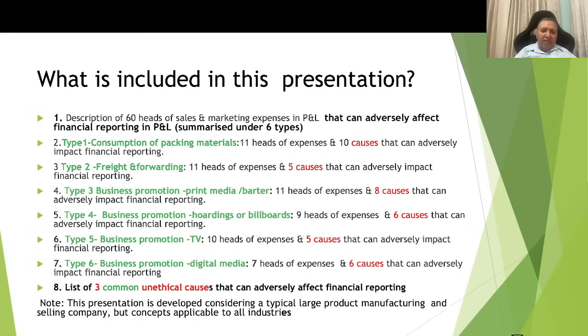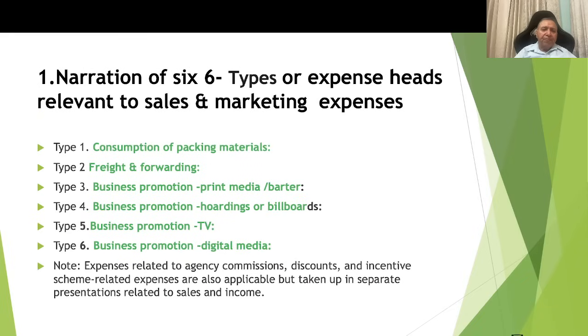This presentation is developed considering a typical large product manufacturing and selling company, but the concepts are equally applicable to all kinds of industries. The 6 types of expense heads are consumption of packing material, freight and forwarding, business promotion, print media, then the second one is hoardings or billboards, and TV and digital media. Now, an important thing to note is that expenses related to agency commission, discounts or incentive schemes are also applicable, but these are taken up in a separate presentation, as they are related to sales and income, and hence not included in this.